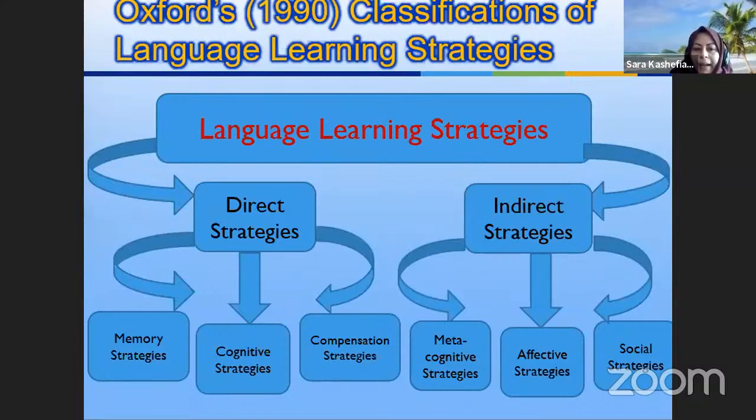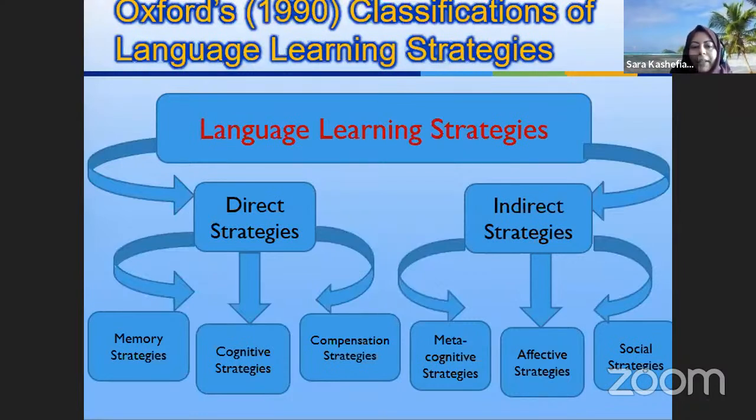We also have compensation strategies. As you can see, the word compensation is a clue. It tells you that when you are faced with some kind of deficiency in the process of learning and you have some gap in current language knowledge, these strategies are of great help to you because they compensate for your lack of knowledge.